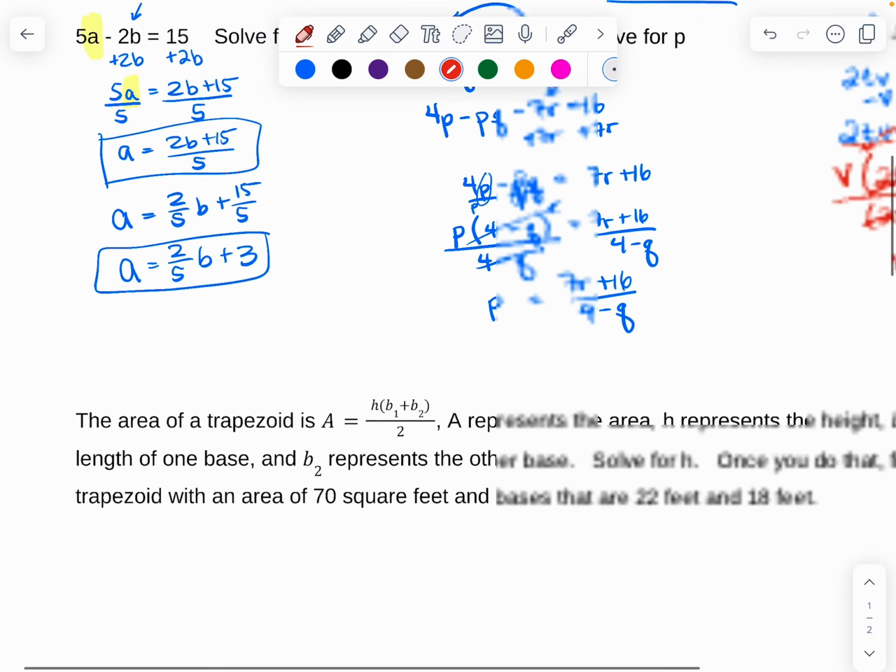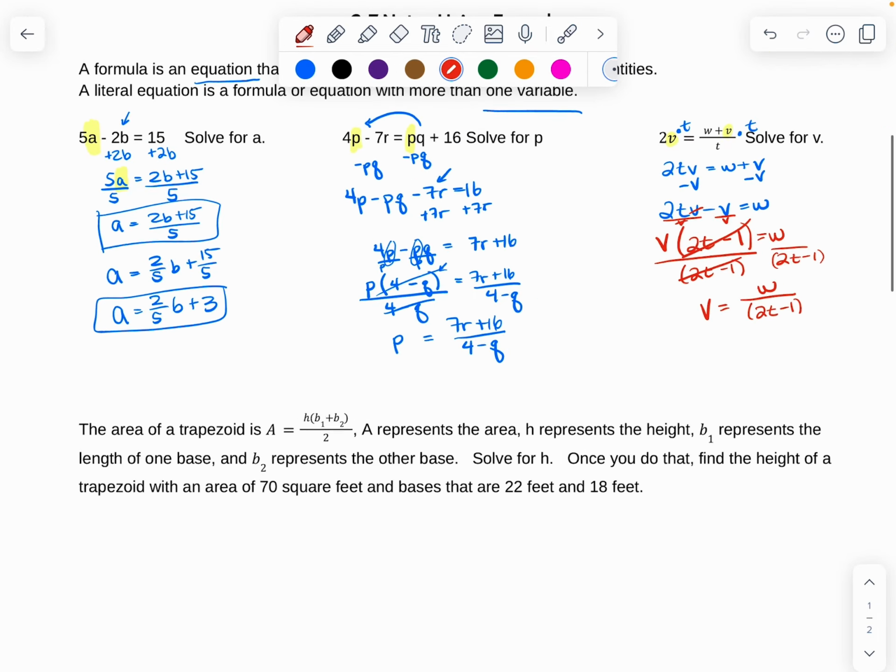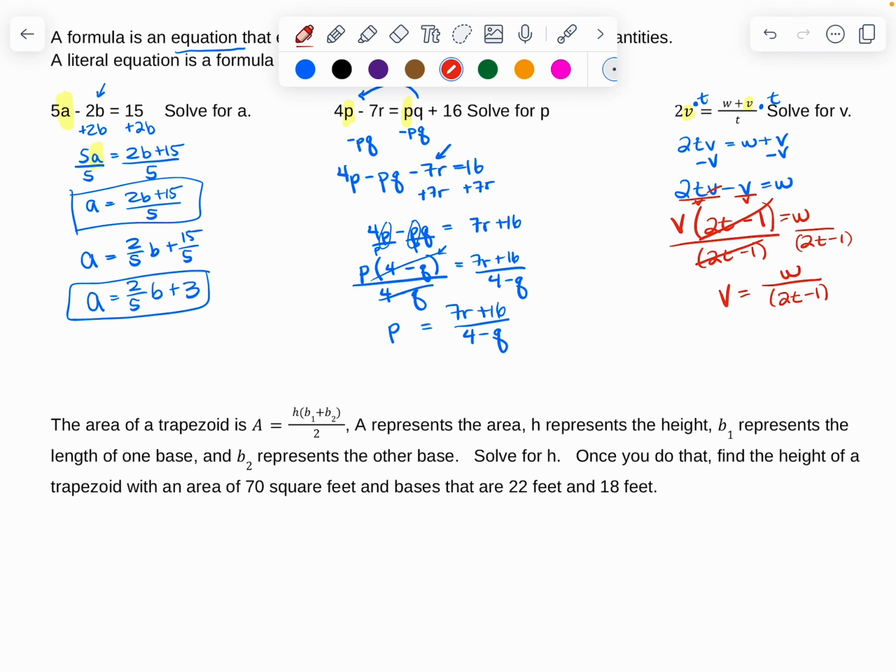Okay, this one, got a word problem going on here. It says the area of a trapezoid is A equals the height times base 1 plus base 2 all over 2. A represents the area, H represents the height, B1 represents the length of one base, B2 represents the other base. Solve for H. So what it's talking about is if I have a trapezoid, okay, this is my height, this is base 1, and down here is base 2. So it says to solve for H.